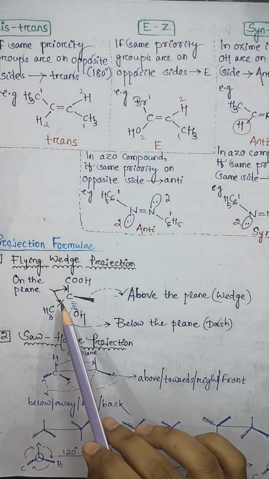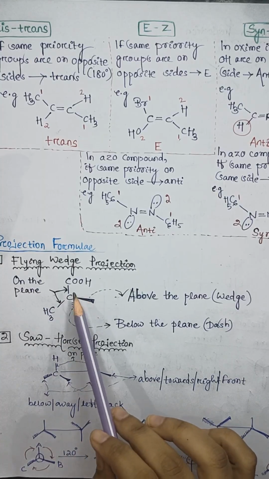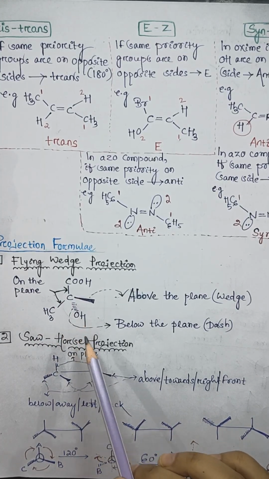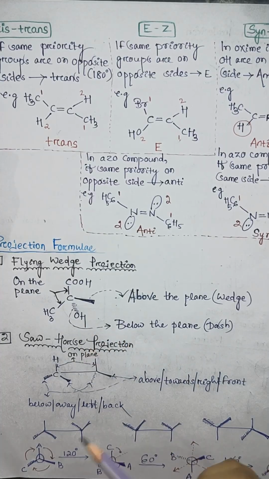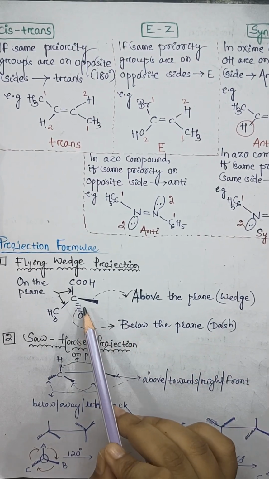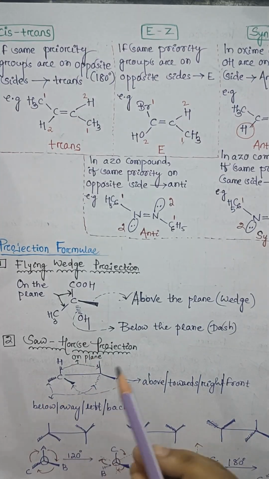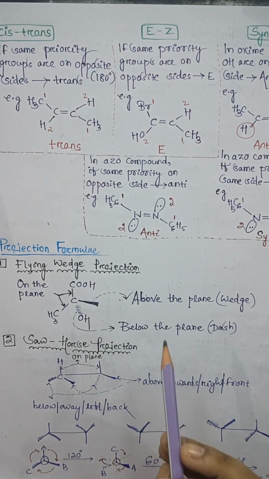Here the solid line denotes the atoms or the groups are on the plane. The dash line will denote the atoms below the plane or away from the observer. Similarly, the wedge line denotes the atom is above the plane or towards the observer.